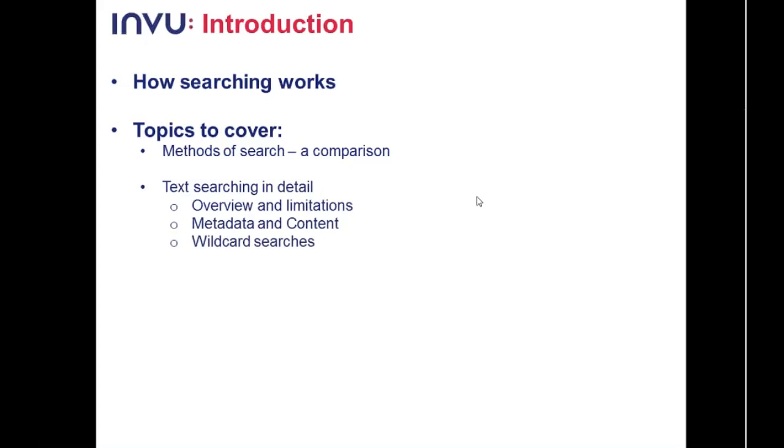Then I'll move on to text searching in a little bit more detail. We'll cover a brief overview of text searching in general. We'll cover some of the limitations with text searching specific to content, and then I'll go into more detail on the metadata and content searches, and then we'll cover wildcard searches, because we do support a varying number of wildcards, some that you may or may not be aware of.